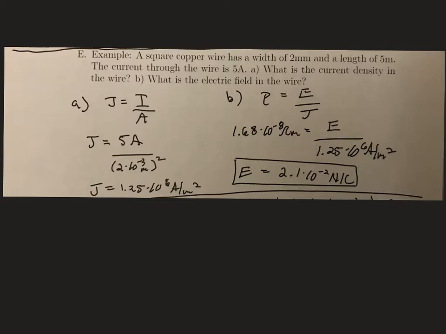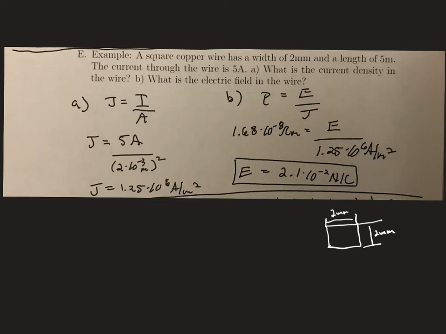Alright, so current density is current per unit area. And since this is a square wire, the width is going to apply this way and this way. So I'm going to take 5 amps divided by length times width, which is going to be 2 times 10 to the minus 3 meters times 2 times 10 to the minus 3 meters. Alright, so that gives us a current density of 1.25 times 10 to the 6 amps per meter squared.